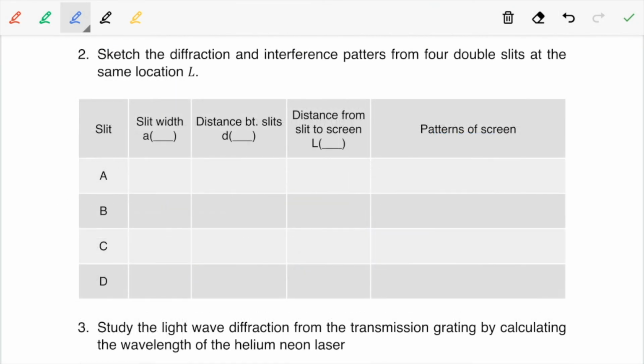Okay, then we come to part 2. Part 2 is about double slits. Then sketch the diffraction and interference patterns from 4 double slits. We'll have 4 double slits here at the same location L.